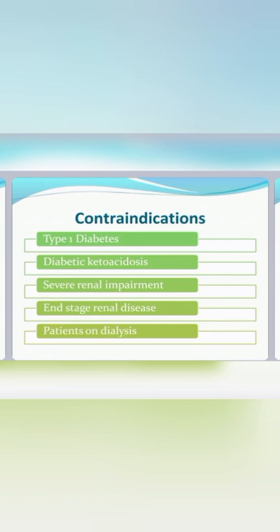Glucose will appear in urine. That's why we cannot give SGLT2 inhibitor in these following conditions.